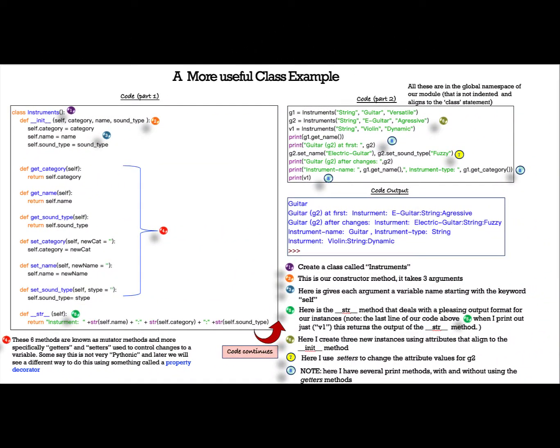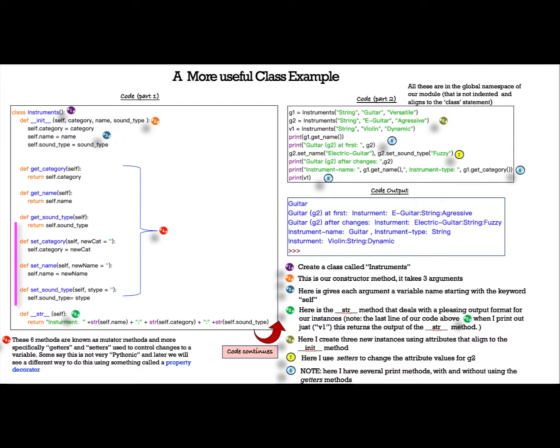And here we're going to have a slightly more useful class example for you, a little bit more meat on these bones. So I have a script. It starts here with part 1, and then it continues on the upper right hand side, part 2. So I created a class and I call it instruments. This is our constructor method with our init. It takes 3 arguments: category, name, and sound type. And then here I give each of the arguments a variable name starting with the keyword self.